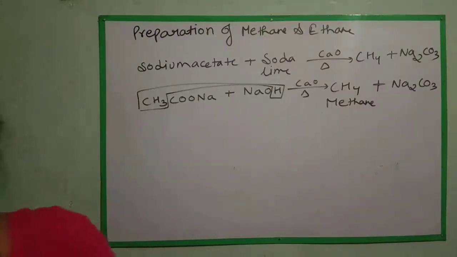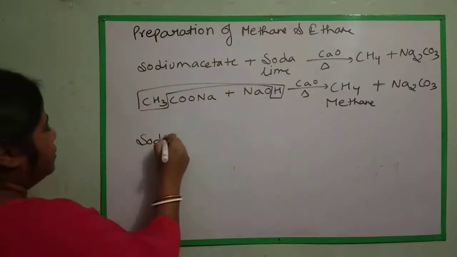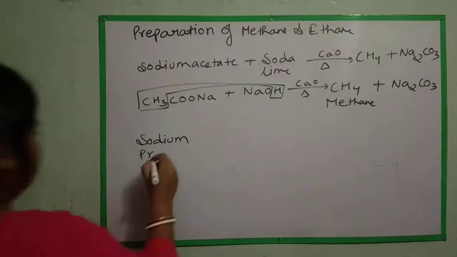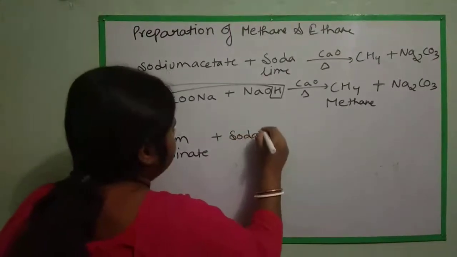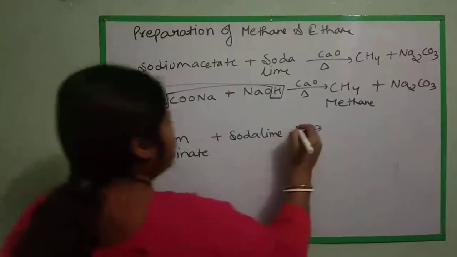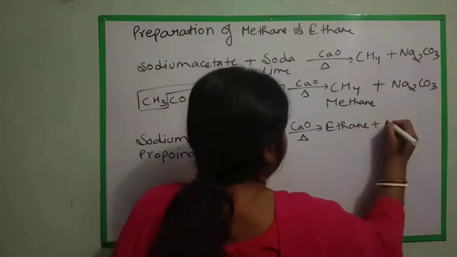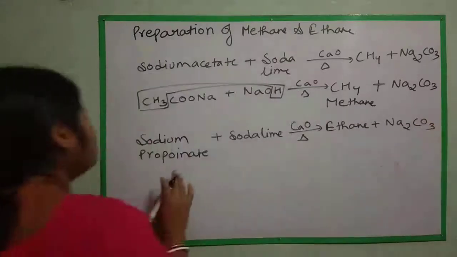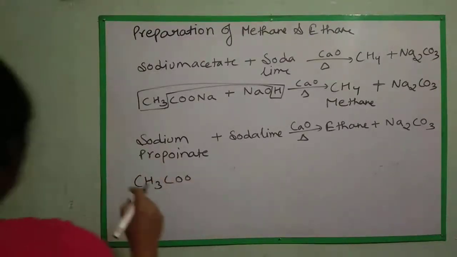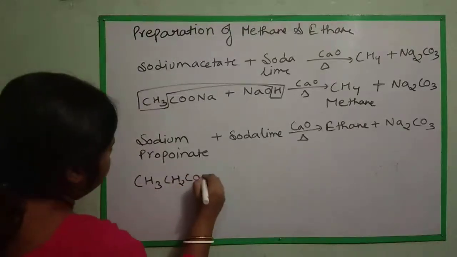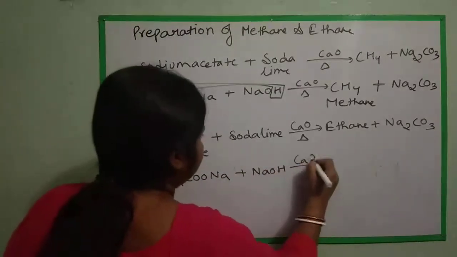Now we are moving to the lab preparation of ethane. In case of lab preparation of ethane, sodium propionate is treated with soda lime in the presence of calcium oxide and heat. It gives us ethane and sodium carbonate. Sodium propionate is CH3CH2COONa. It is treated with NaOH in the presence of calcium oxide and heat.